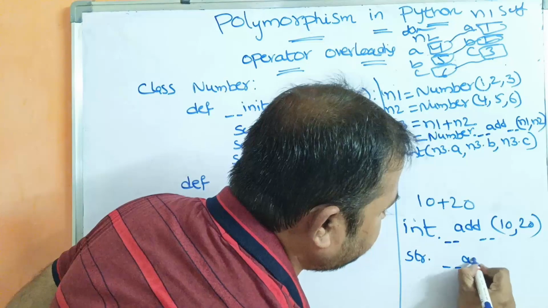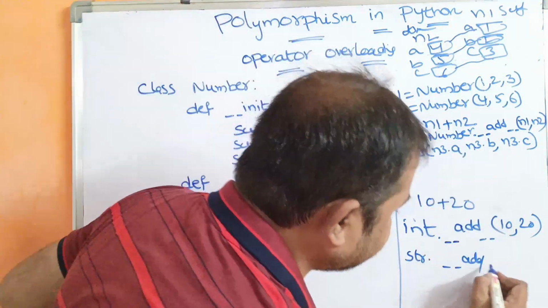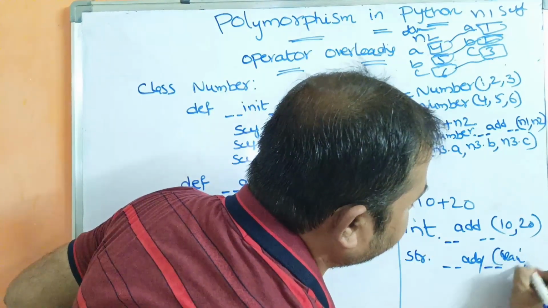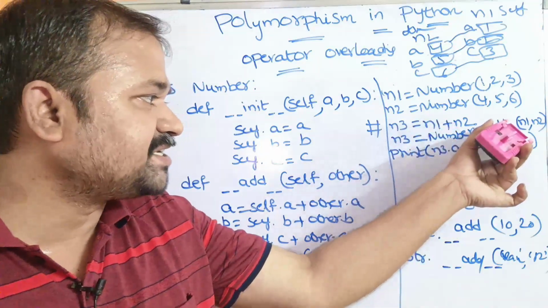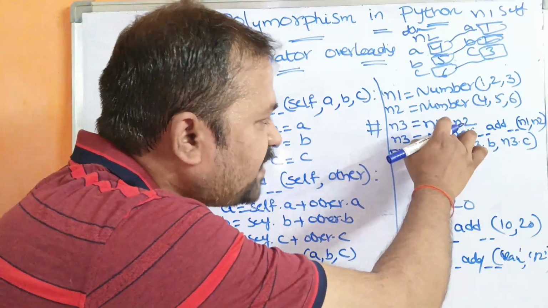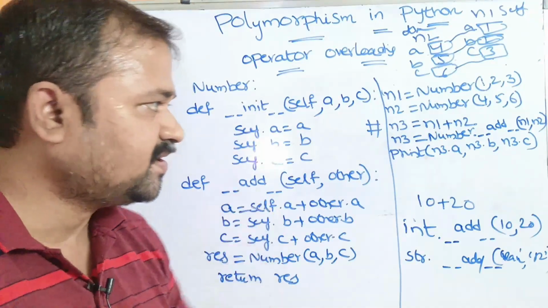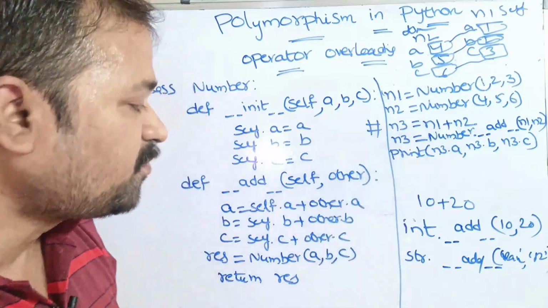Likewise, if we want to add two strings, then str dot, because the class for the corresponding strings is str, underscore add underscore, within quotations Ram, comma, within quotations Babu. Whenever this plus statement is executed, automatically the add function will get executed, or we can call the add function like this. In this way we can overload the plus operator.